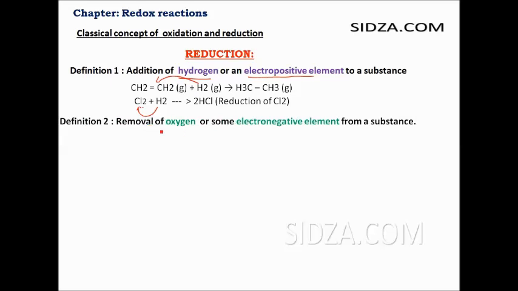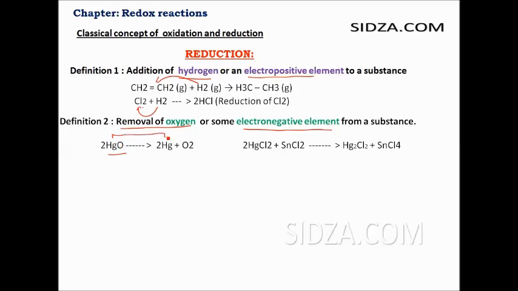The other definition is removal of oxygen. If you remove the oxygen, or any other electronegative element, from the substance, that is reduction. Suppose we have HgO. Remove the oxygen from here, and what you find is that the HgO changes into mercury. So removal of oxygen is reduction, or removal of any electronegative element.